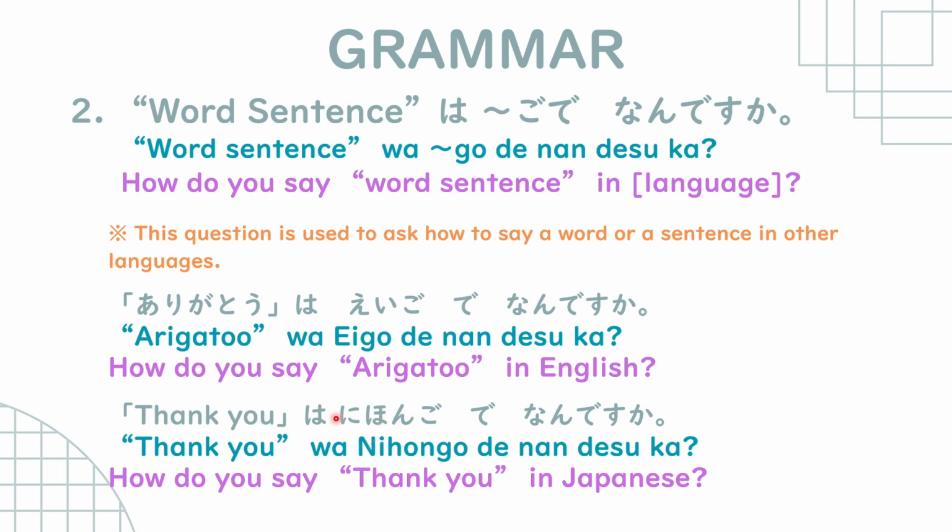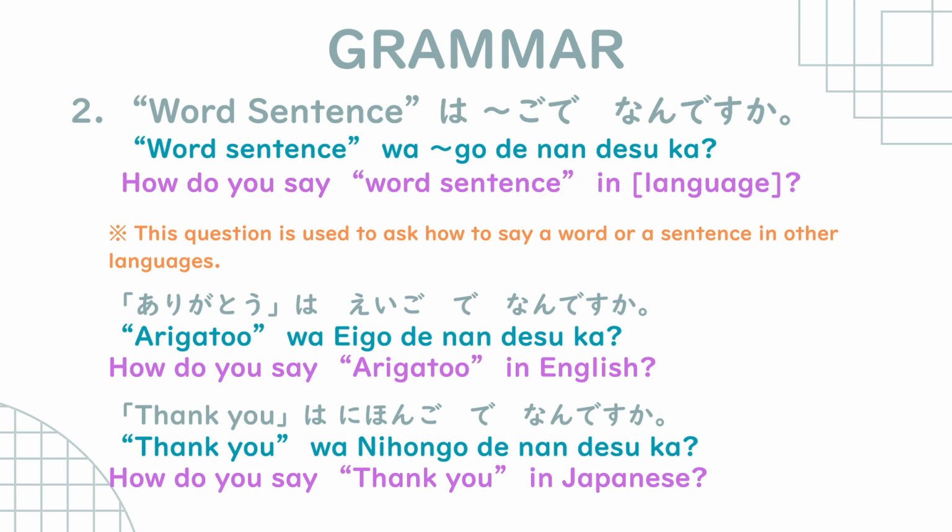So I guess in class you can ask me in this way. For example, you ask, Sensei, I would like to go to the toilet wa Nihongo de nan desu ka? How do you say I would like to go to the toilet in Japanese? And so on and so forth. So this is how you would ask in Japanese how you would say a sentence in another language: word sentence wa nani nani go de nan desu ka? What is this word sentence in this language, or how do you say this word sentence in this language?